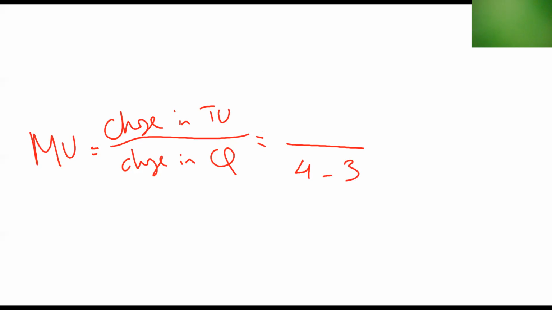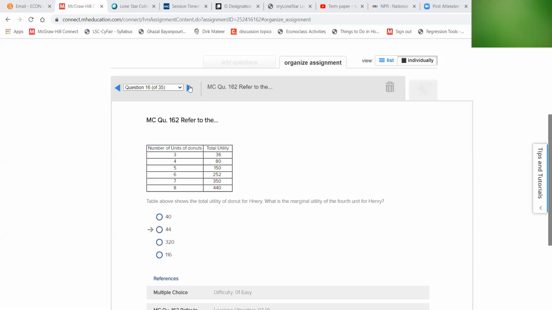When this guy Henry eats the third taco, the total utility is 36 utils. And when he eats 4 tacos, the total utility is 80 utils. So 80 minus 36, divided by 1 will give you the marginal utility or the additional utility, which is 44. Okay. Let's go back to the test. That was the answer.